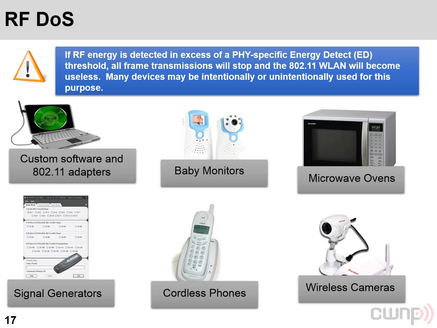Then we have the RF denial of service, or DOS. In this case, RF energy is intentionally generated in a particular frequency range that will interfere with the network. So it could be custom software and network adapters that allow you to do it. You could actually have a signal generator that you use for it. You could use a cordless phone or a baby monitor to intentionally create it, or it might be unintentional with these kinds of devices. Wireless cameras, they're very popular in 2.4 gigahertz, but we're seeing them in 5 gigahertz too, folks.